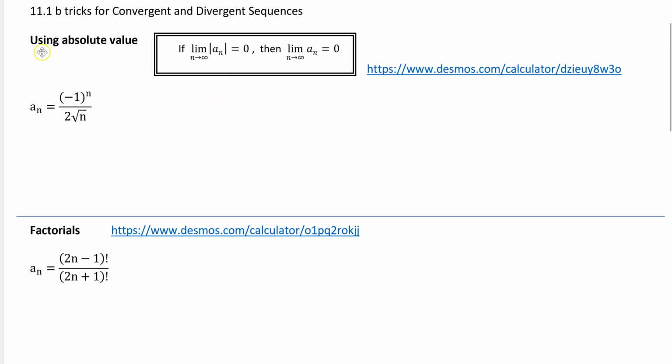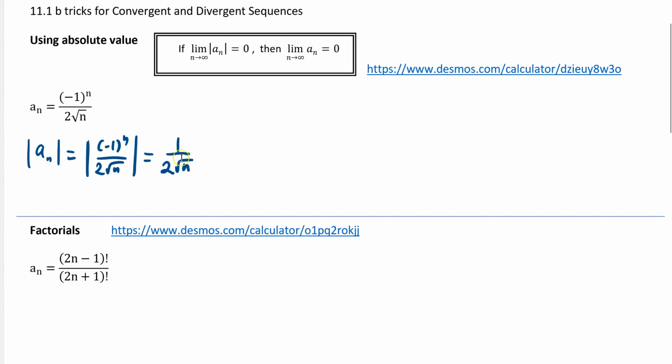So the first one is using absolute value. It's a nice little trick. If the limit as n approaches infinity of the absolute value of a sub n equals 0, then our limit would be 0. So if you take the absolute value and you take the limit and it approaches 0, well, then the limit goes to 0. So like this, our a sub n absolute value would be this. And so you can see that alternating -1, which is giving us our issue, is now going to disappear because it's always going to be positive. So we end up with 1 over 2 square root of n.